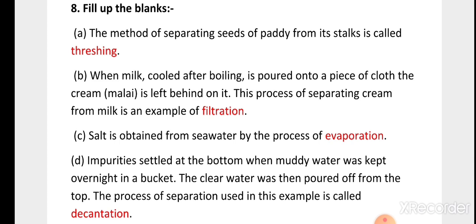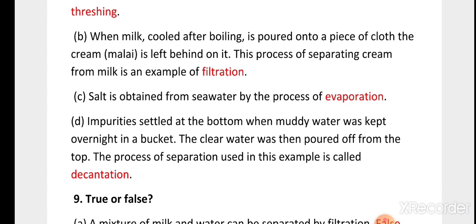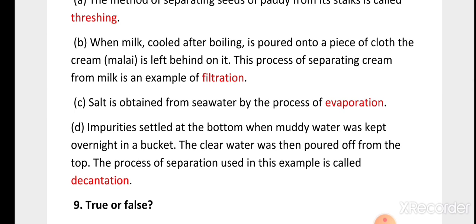B. When milk cooled after boiling is poured onto a piece of cloth, the cream known as malai is left behind on it. This process of separating cream from milk is an example of filtration. So the milk is in the liquid form, it will easily pass through the filter paper, and the solid and the semi-solid material known as cream or malai will be left behind on the surface of the filter paper.